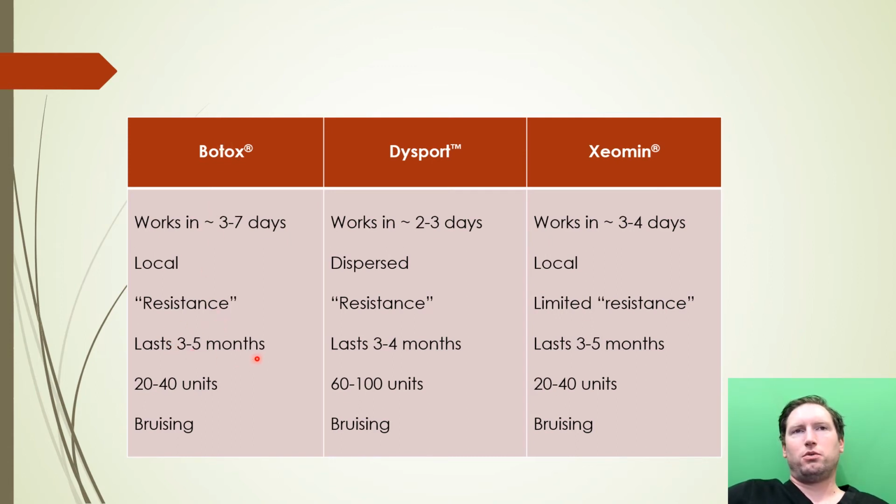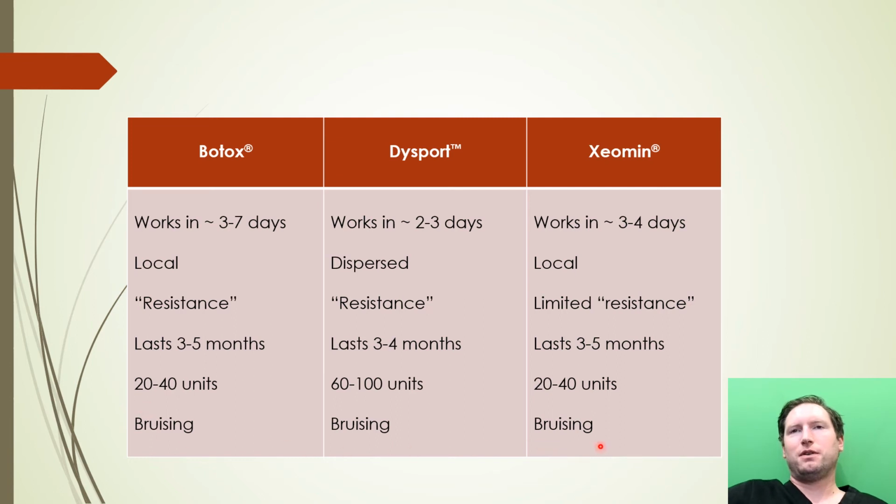Botox lasts about 3 to 5 months, Dysport about 3 to 4 months, Xeomin about 3 to 5 months. That can vary widely, but I'd say most patients are getting this done about every 3 months. The average amount of units that we inject on the face is typically 20 to 40 units for Botox, 60 to 100 units for Dysport, so basically we're multiplying by 3, and 20 to 40 units for Xeomin.